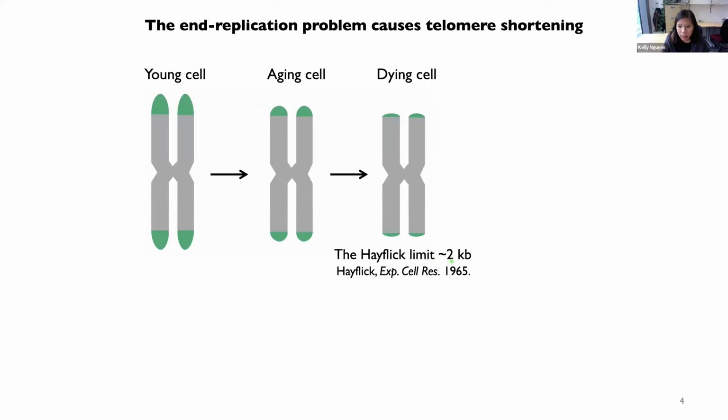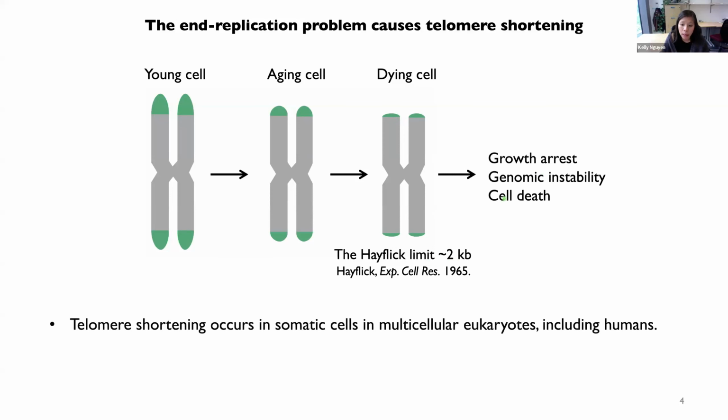And when this happens, this will lead to a range of phenomena, including genomic instability, growth arrest, and eventually cell death. The cell can no longer divide, and they eventually will undergo apoptosis. And this happens for pretty much all the somatic cells in multicellular eukaryotes. You can think about it as most of what is in our body. And the question is, how do cells overcome this problem?